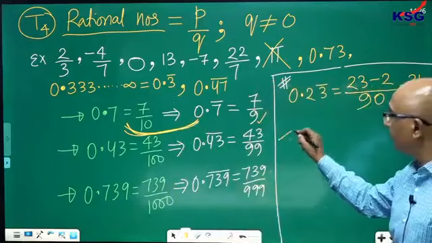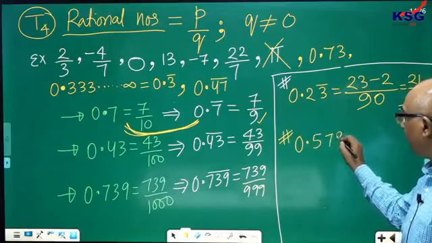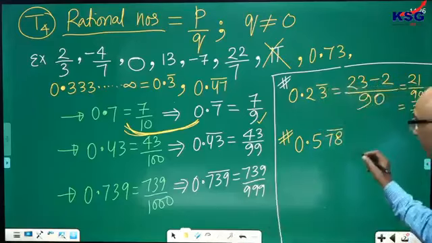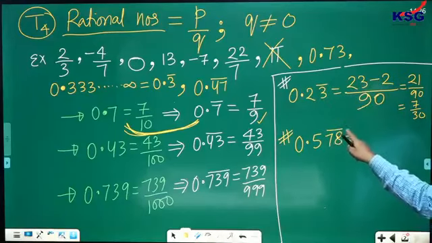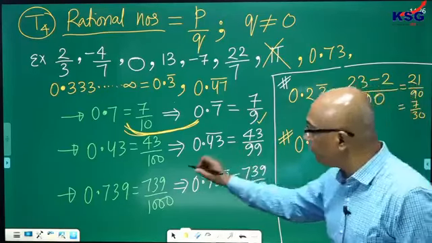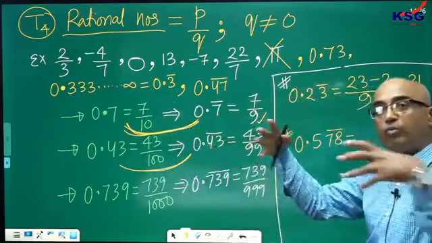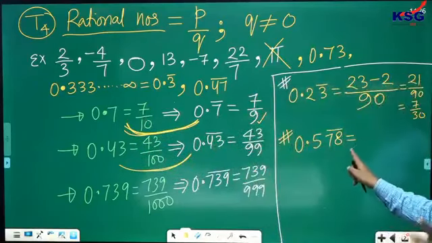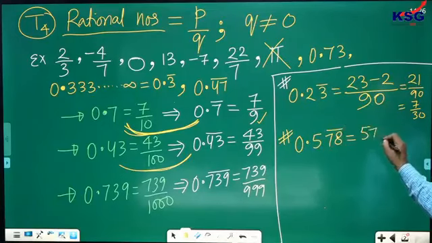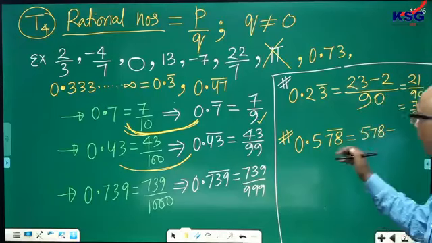Concentrate, student. See another example: 0.578 bar. In this example, the last 2 digits are under the bar. How to convert it into a rational number? Using these two groups, a combination of normal and recurring, you need to combine them logically. The first step is to imagine no decimal, no bar. So the number is 578. Then subtract the digit in which there is no bar, which here is 5.